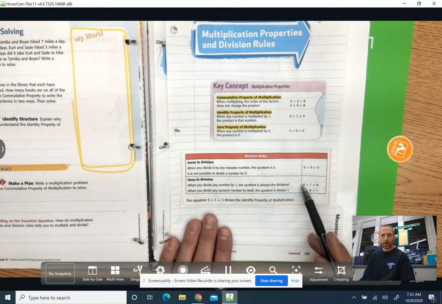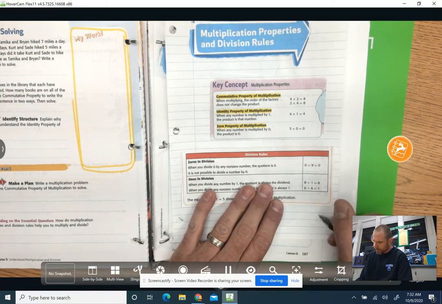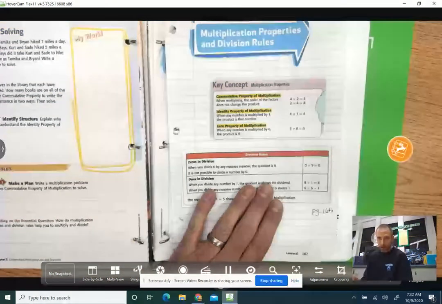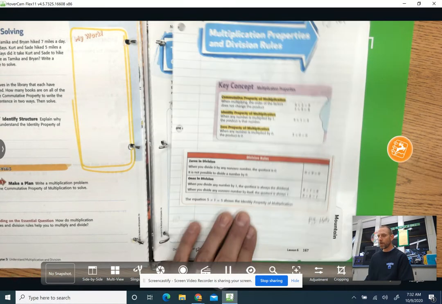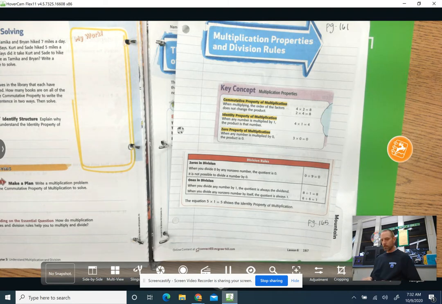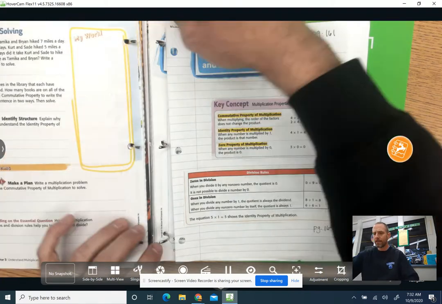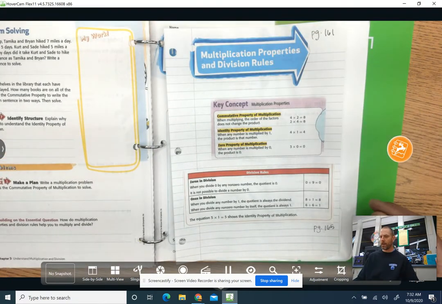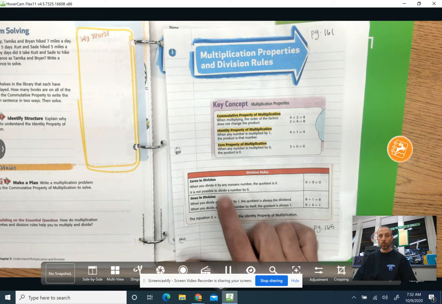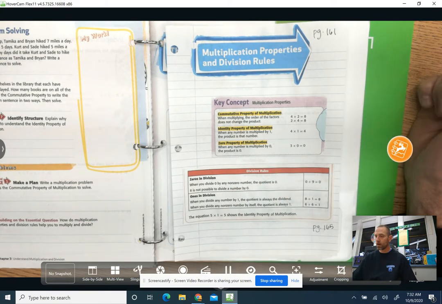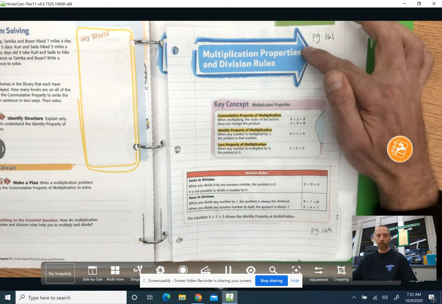Okay, this right here came from page 165. Okay, all right. So let's proceed with this lesson. Let's take a look at some of the problems that we need to identify as either an example of division rules, right, or multiplication properties.